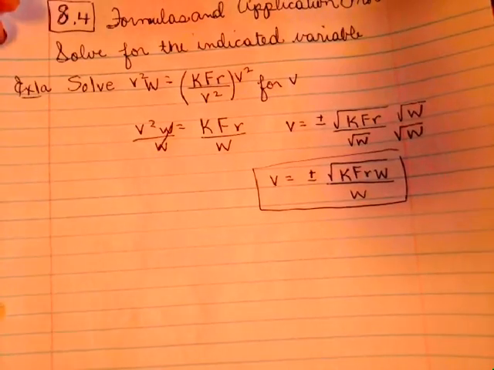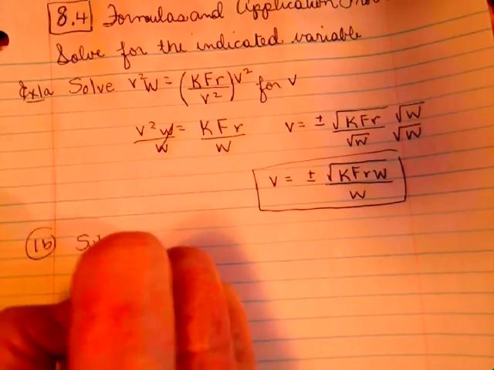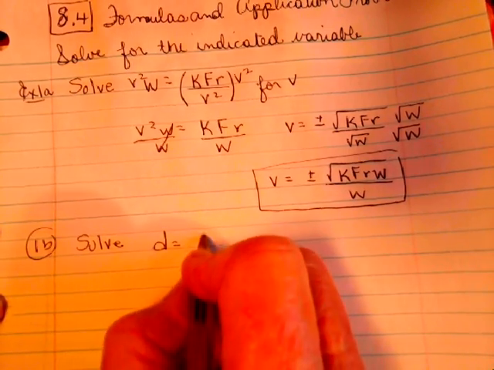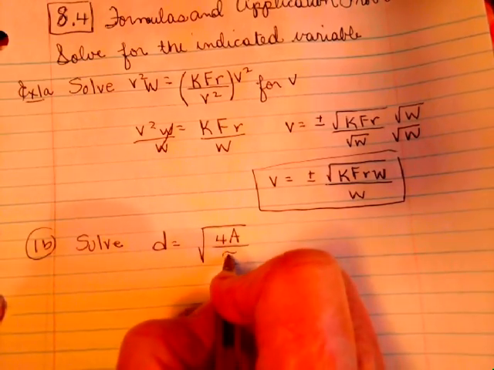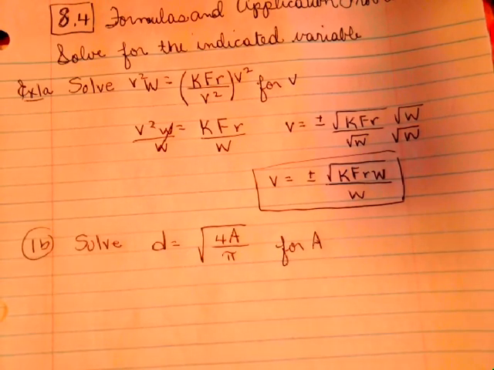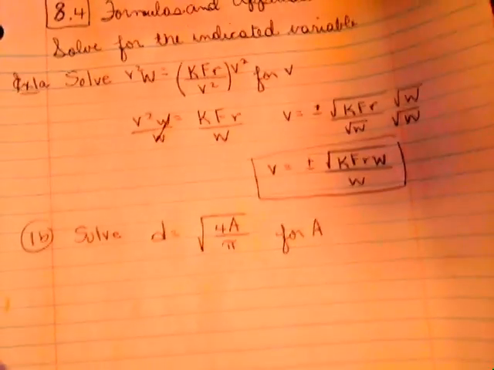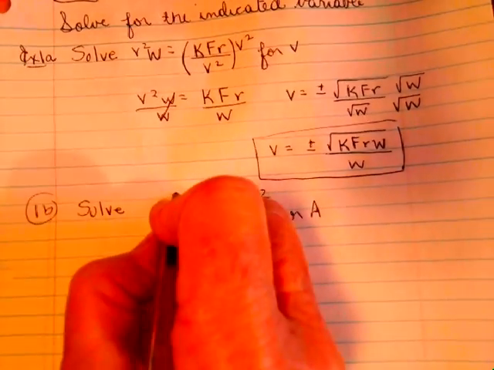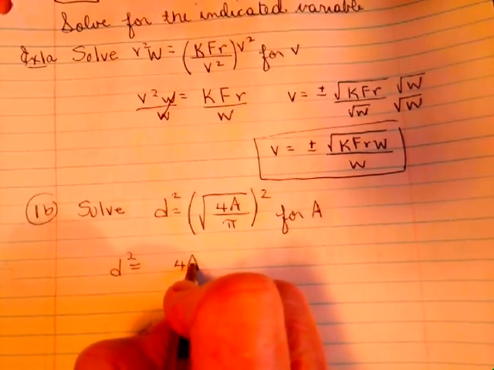1B. Solve D equals the square root of 4a over pi for a. We want to get a by itself, so we want to get rid of that square root symbol. In order to do that, we're going to square both sides. D squared equals 4a over pi.